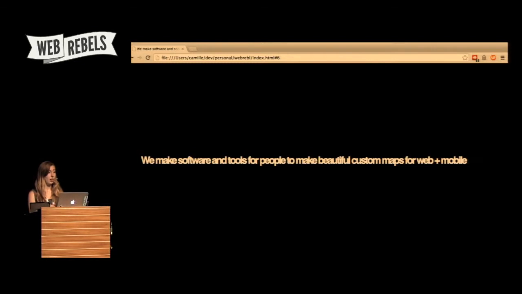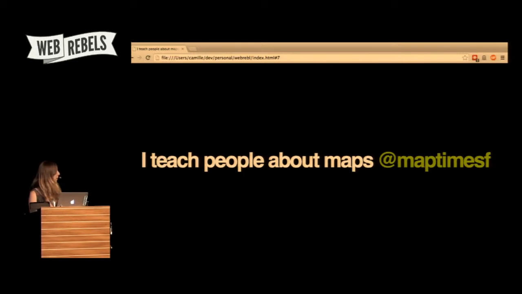Most of our work, we release open source. If you go to the Mapbox GitHub, you will find a bunch of public repos, and if you're interested in what I'm talking about, you should clone them and submit pull requests and get in there. It's really fun. I also teach people about maps at Maptime San Francisco.